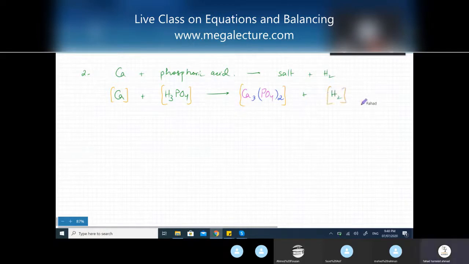So we can't change the formulas now. The only thing I can do is increase the number of molecules. Now, anyone, Saad, what is the easiest to balance? Which thing do you think is unbalanced? Which atom, which element is unbalanced?